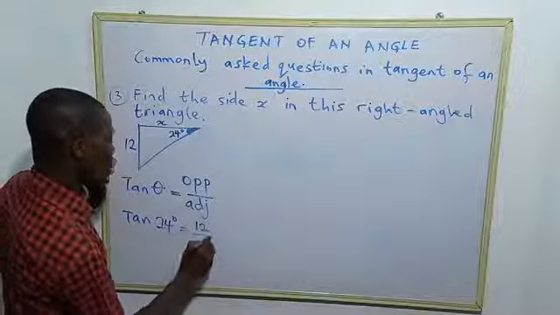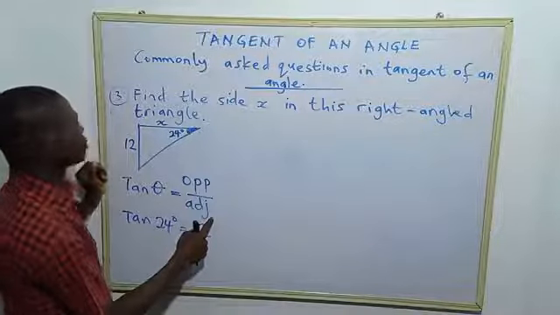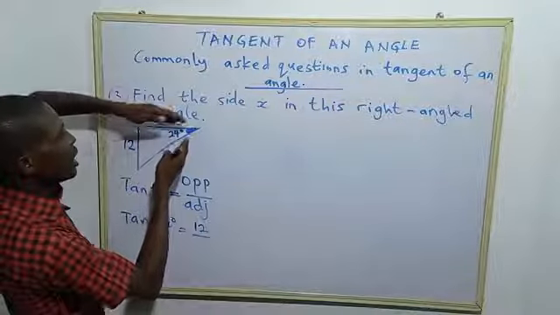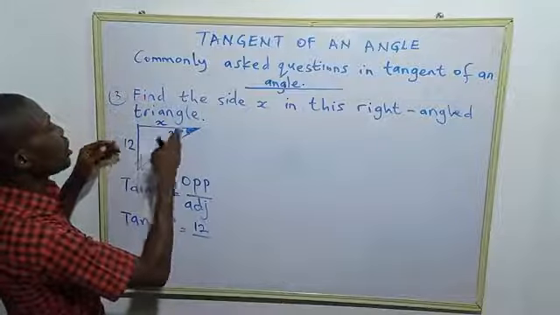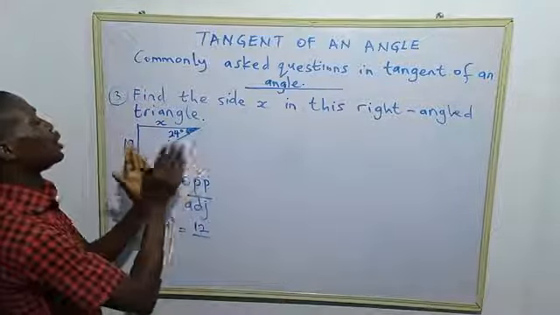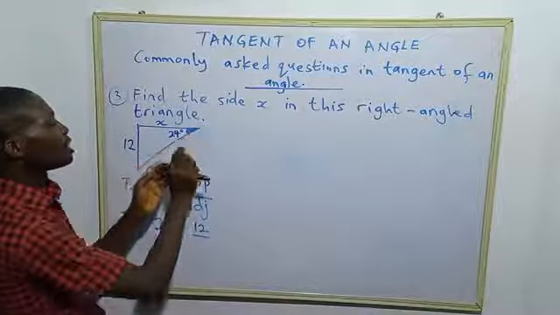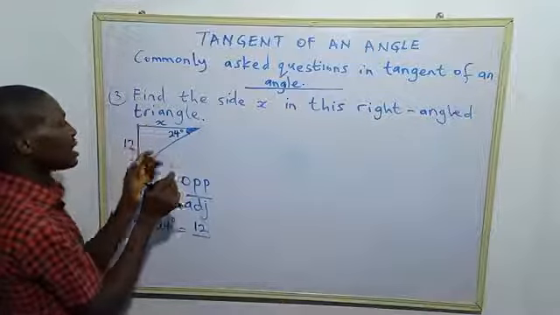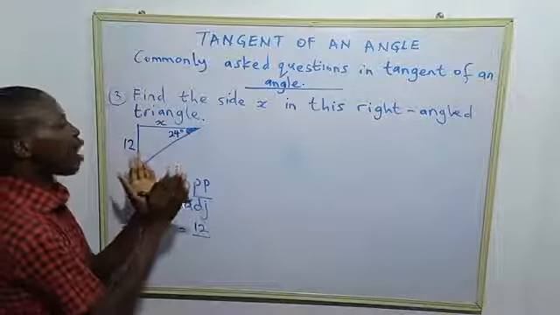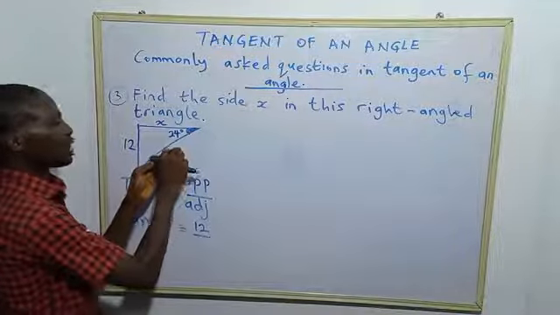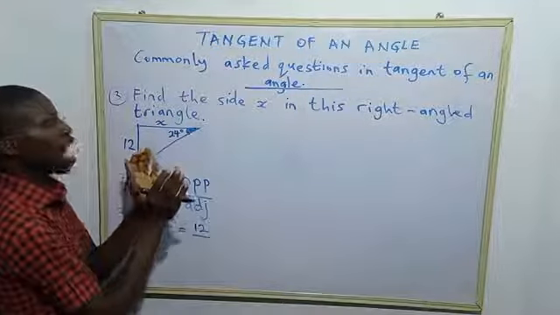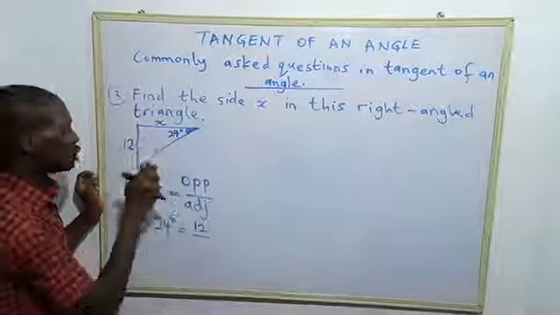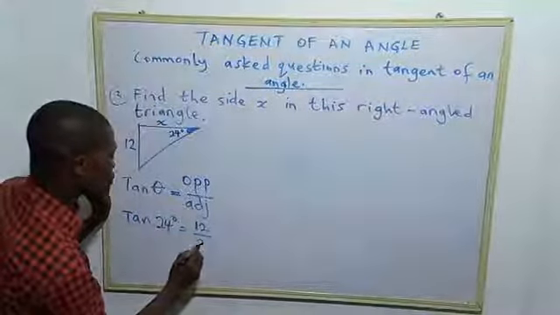12 over, what's our adjacent? Adjacent is the one that forms a boundary with the angle, a boundary joining the hypotenuse to form an acute angle. Adjacent side is the side that forms an acute angle with the hypotenuse, which is this side, the x. Let's write it x in this place.